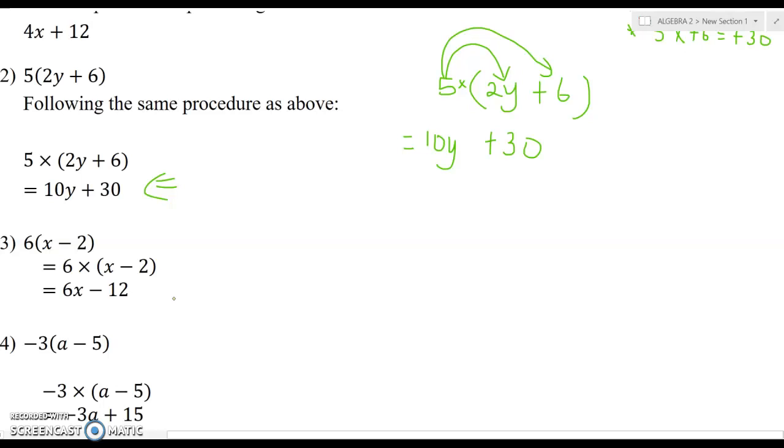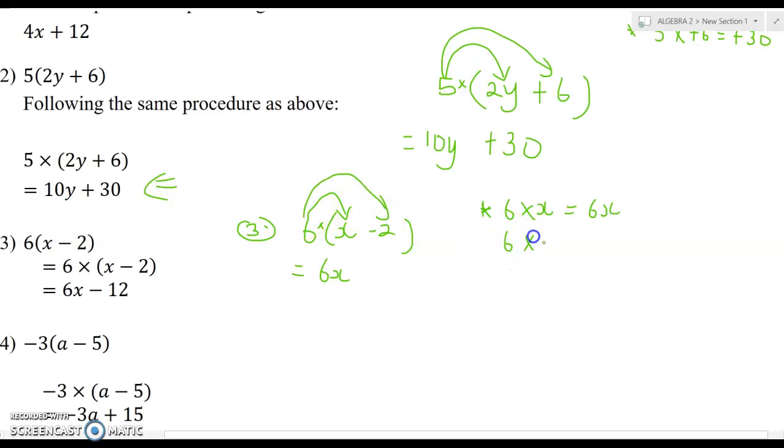Now let's look at some ones with a negative sign in it. Let's look at number 3 here. We have 6 open brackets x minus 2. Again, invisible multiplication sign. 6 multiplied by x is 6x. So again, I could just write that in here. And then we have 6 multiplied by negative 2. Remember, we did this in directed numbers multiplication. When I have a positive number multiplied by a negative number, it's negative, and 6 by 2 is 12. Put everything together, so you get 6x minus 12.